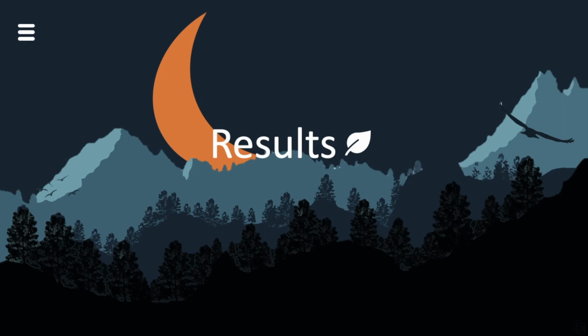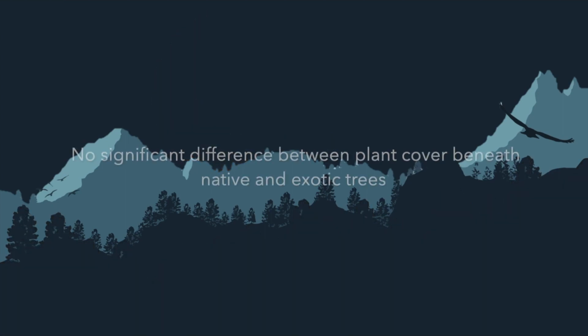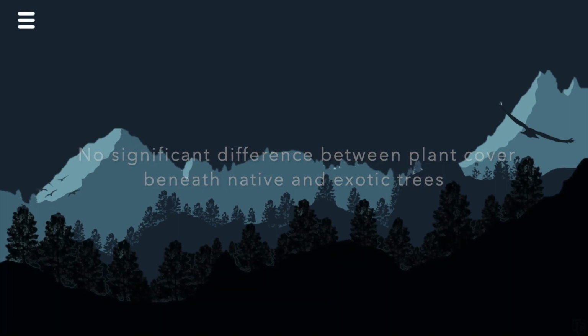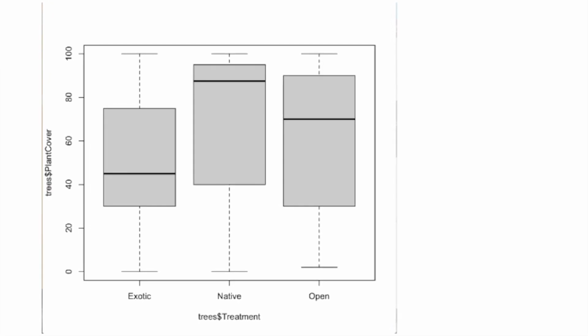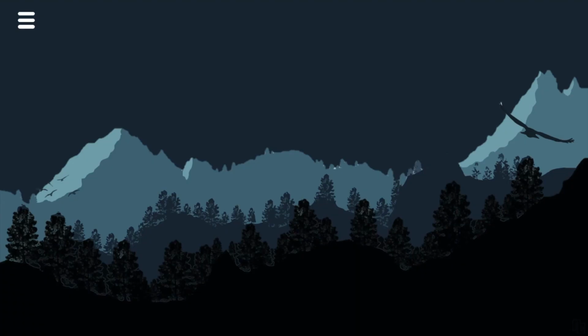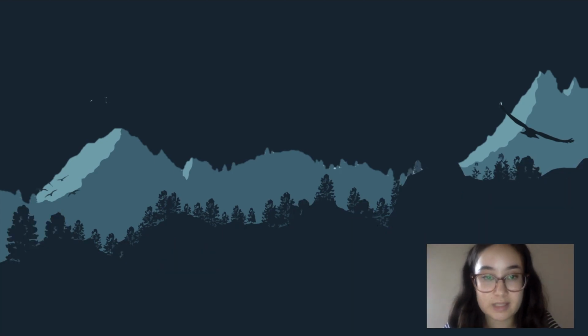The results of this experiment showed that there was no significant difference between plant cover beneath native and exotic tree species over my 3 locations. The plant cover was highest beneath the native trees overall, however not significantly different from the exotic or open. So what does this mean?